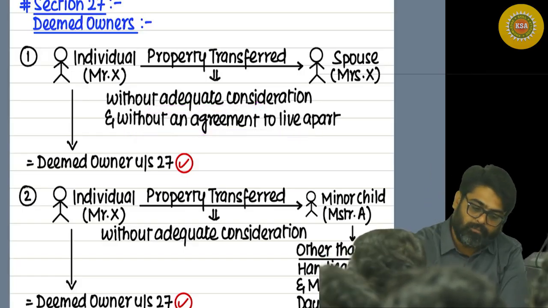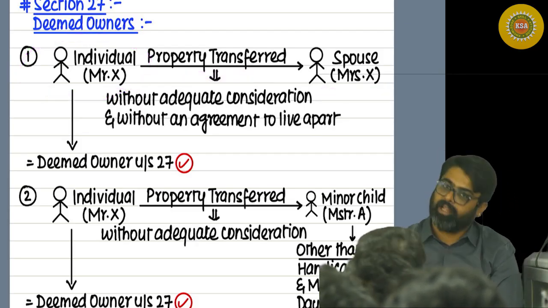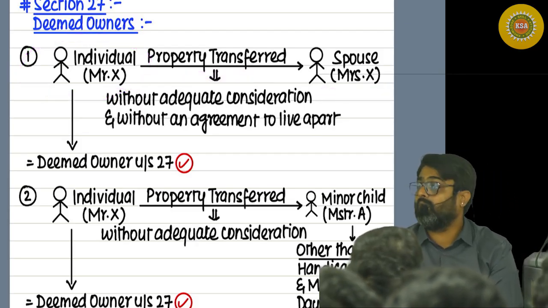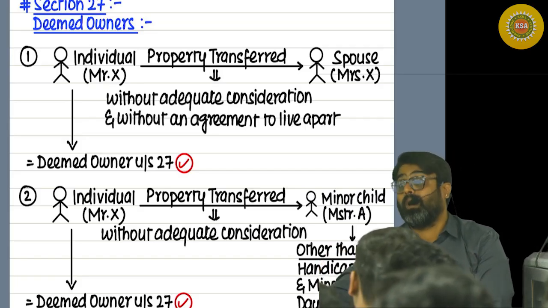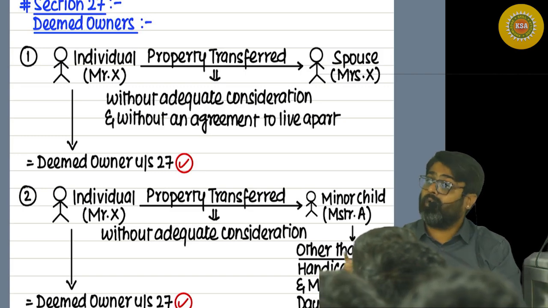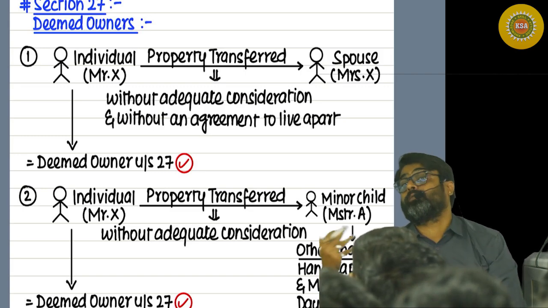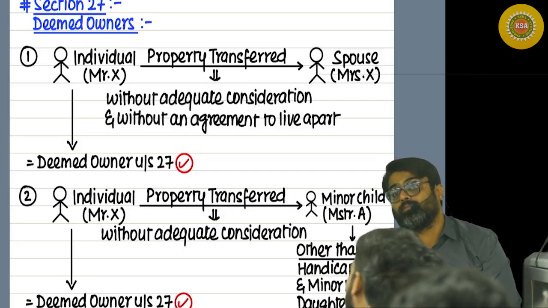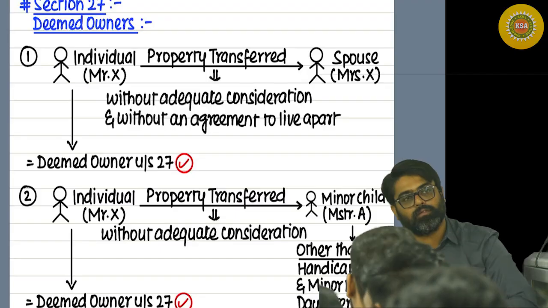So for example, this individual has gifted the property to his spouse, staying with the spouse. There is no agreement to live apart. You and your spouse are living together, and you have not taken any consideration for transferring your property to your spouse. Meaning you have gifted the property to your spouse. Why have you done this?